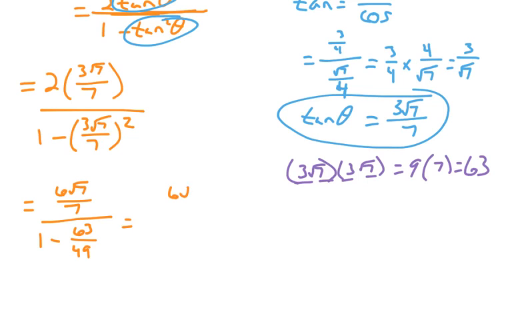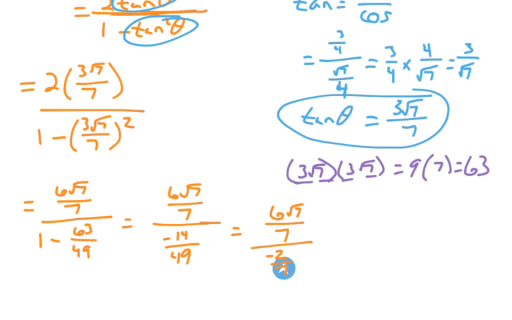So I still have 6 square root of 7 over 7 on top. The bottom becomes, again, I need a common denominator, so 49 over 49. So 49 minus 63 is negative 14 over 49. If we want, we could simplify that right away. 14 and 49 are both divisible by 7, so we can make that negative 2 over 7, because negative 14 divided by 7 is negative 2, and 49 divided by 7 is 7.